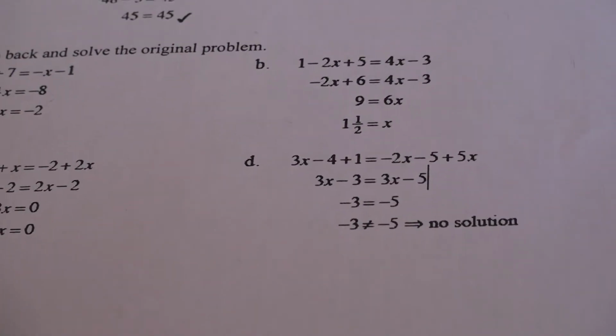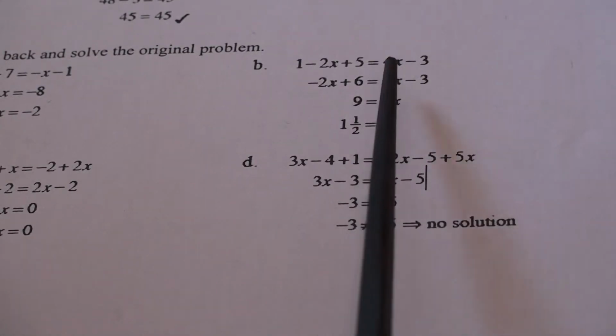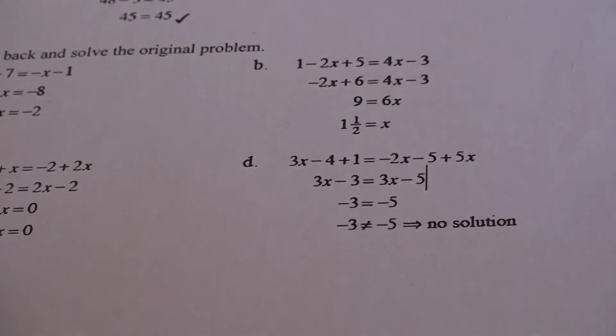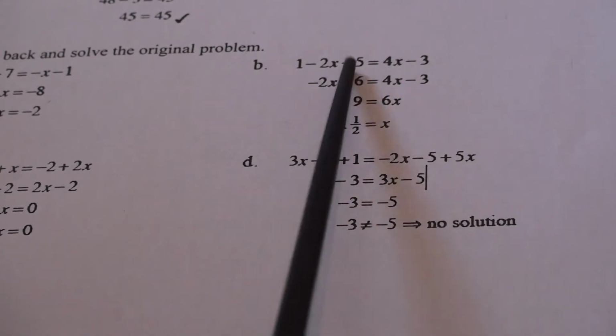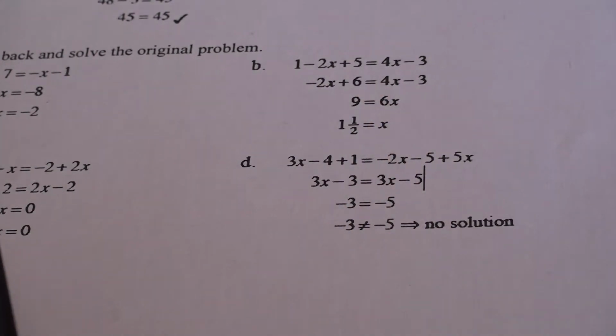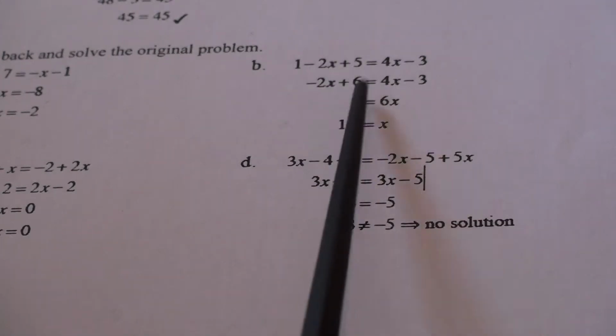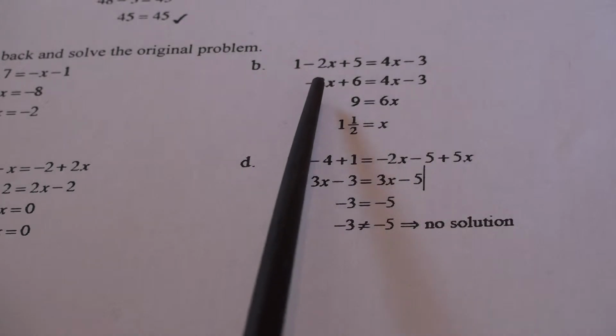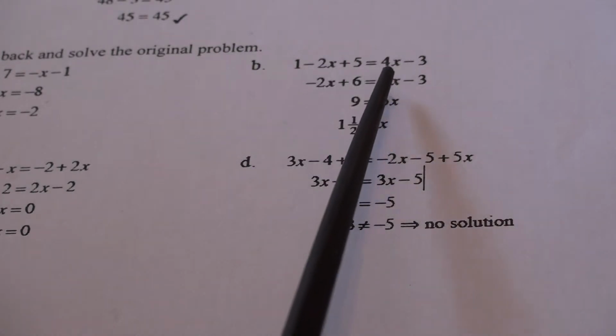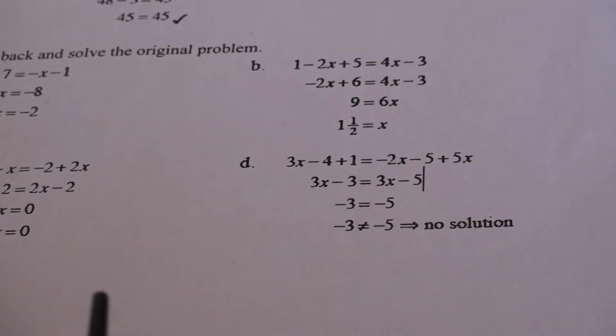For part B, you have 1 plus 2x plus 5 equals 4x minus 3. Now you should hopefully notice that you have a 1 and a 5, which are both constants on the left-hand side of the equation. So you need to add 1 plus 5, which will give you 6. So now you have the equation negative 2x plus 6 equals 4x minus 3.